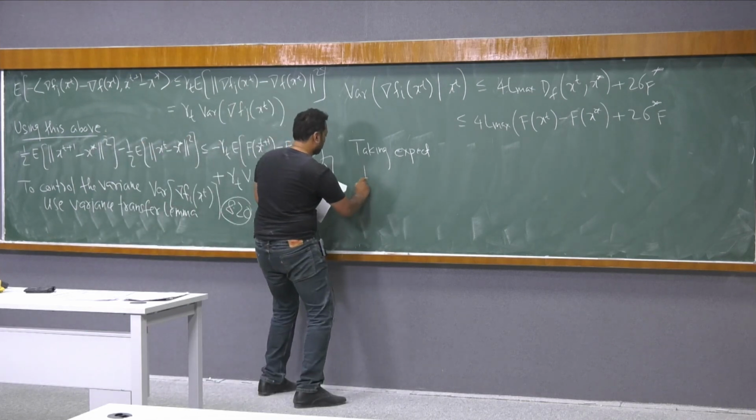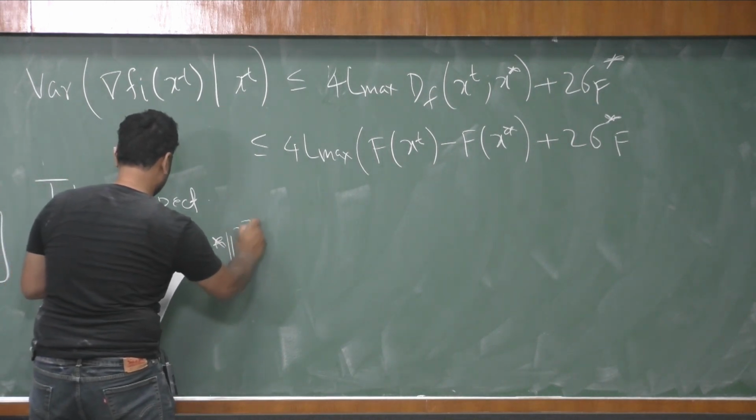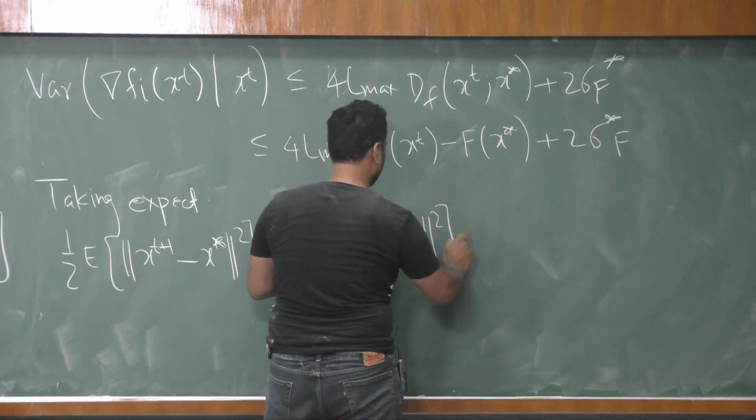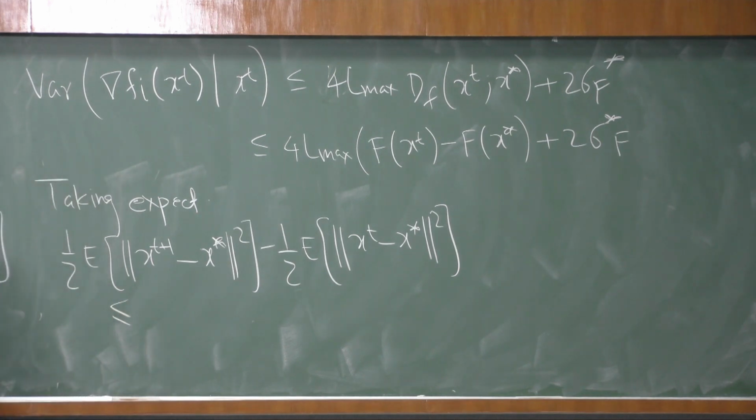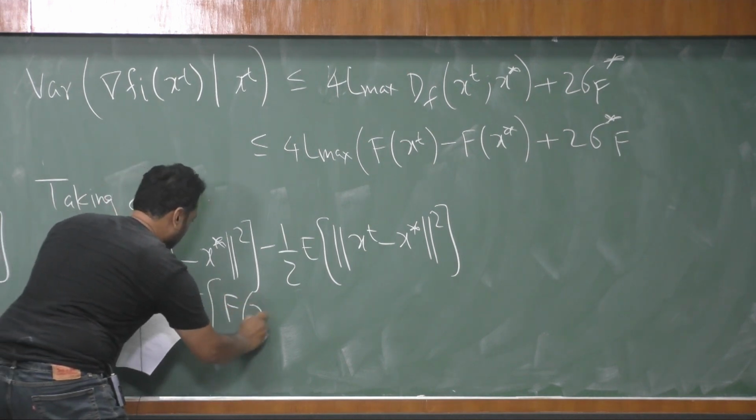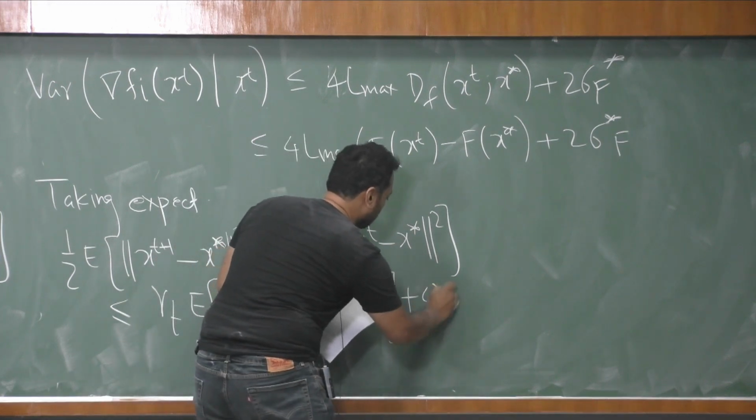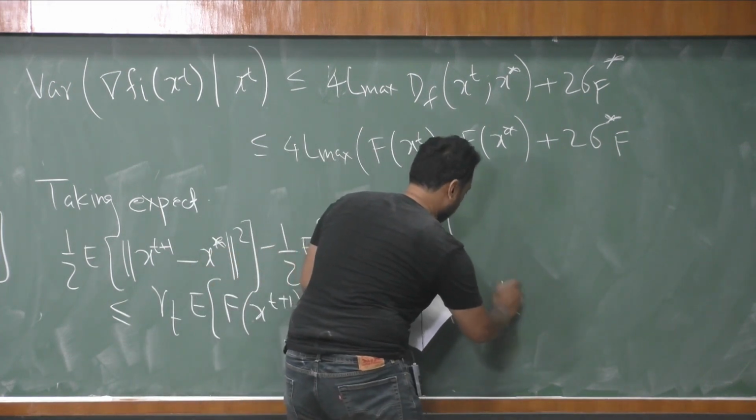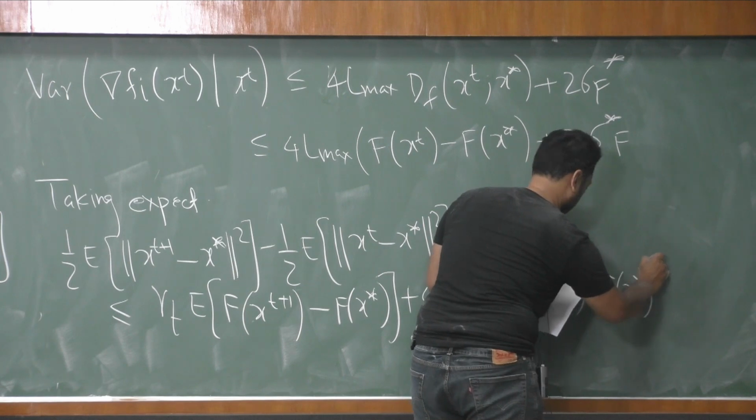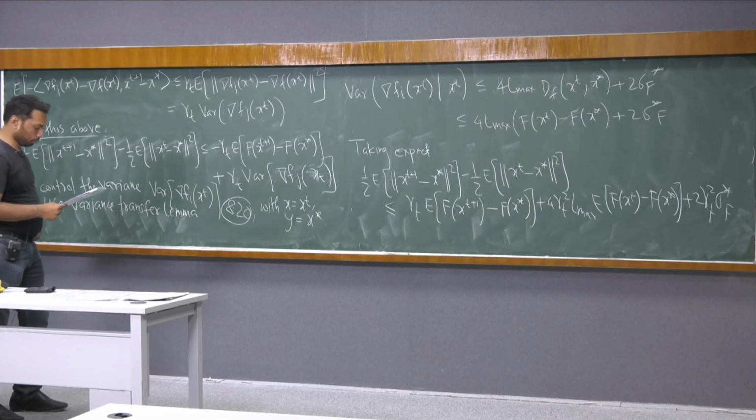So then we have half of expectation of xt plus 1 minus x star squared minus half of expectation of norm of xt minus x star whole squared is less than or equal to, so we have this guy, minus gamma t expectation of f of xt plus 1 minus f of x star, and plus 4 gamma t squared L max expectation of f of xt minus f of x star, plus 2 gamma t squared sigma star f. So it will be okay if I do it in the next class.